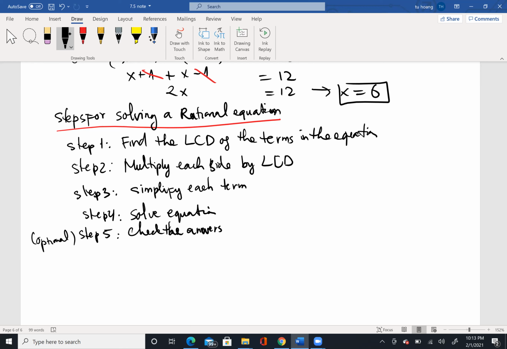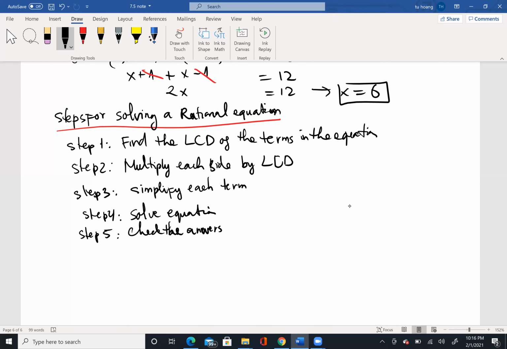But anyway, usually you have to check if it satisfies the requirement. Actually, I would say it's not optional. You should check the answer because sometimes it could make the expression undefined. So it should be a requirement for the solving. Now let's try a special case, example 3.